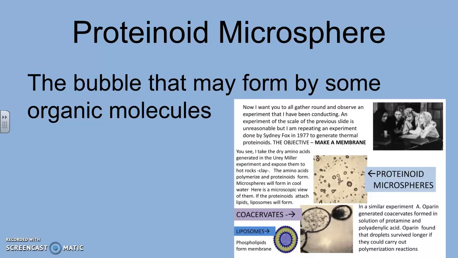And scientists now know that the amino acids eventually evolved into these proteinoid microspheres, which are bubbles that may form by some organic molecules. And then, after the proteinoid microspheres, we had the evolution of RNA and eventually to DNA. And then we got to living things.